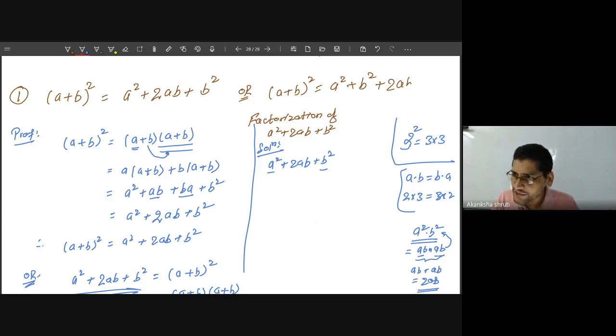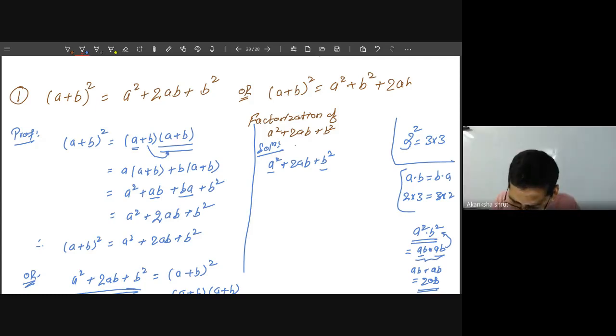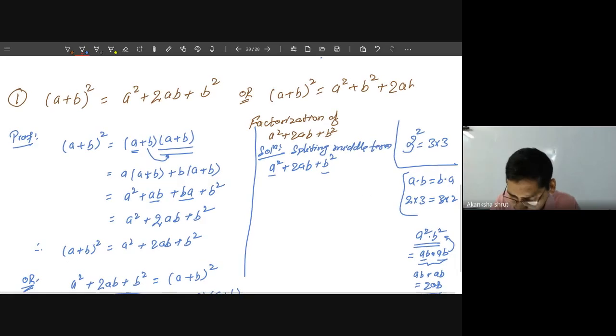Which method are we going to apply? The method that we learned last day, that is, splitting the middle term. Where the middle term 2ab has to be split, that is, written as two terms: a square plus ab plus ab plus b square.